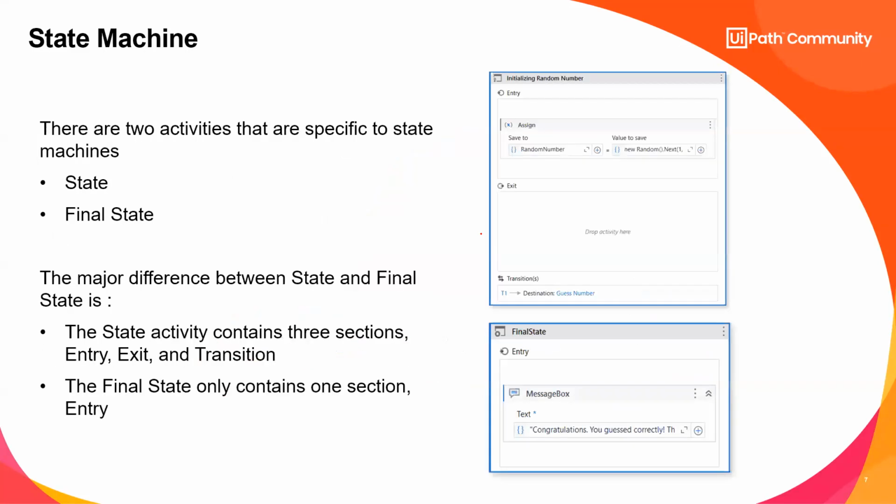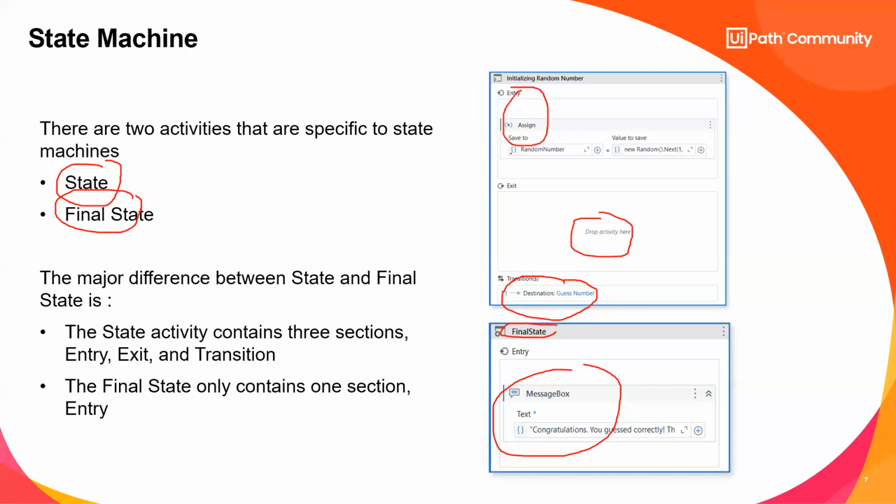The state machine has different components as well. We have one state and we have one final state. In the state, we will have a particular entry point, we have an exit point here, and then we will have a transition. But in the final state, we will have only an entry point. There will be no exit point. In one project, you can have multiple final states as well, and multiple states as well.